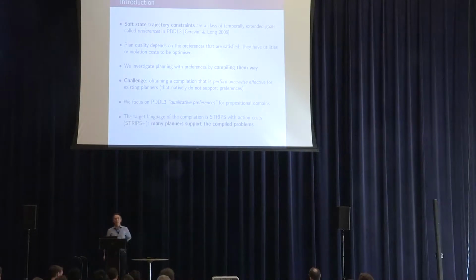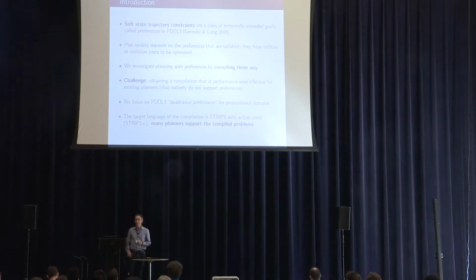Soft state trajectory constraints are a class of temporally extended goals that in PDDL3 are called preferences. In planning with preferences, plan quality depends on the preferences that are satisfied by the plan, because preferences have utilities or violation costs that have to be optimized. In this work, we study an approach to planning with preferences that is based on compiling them away.